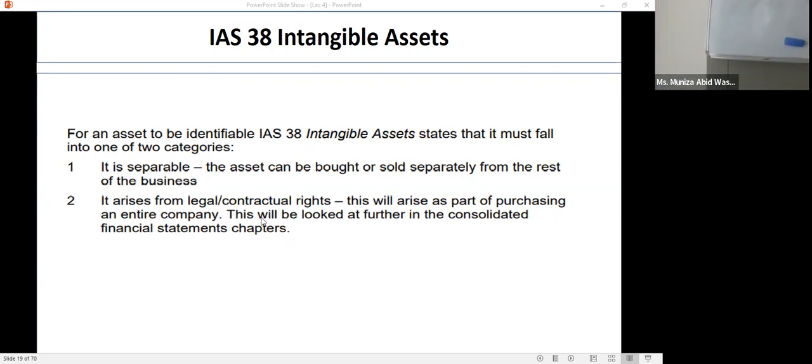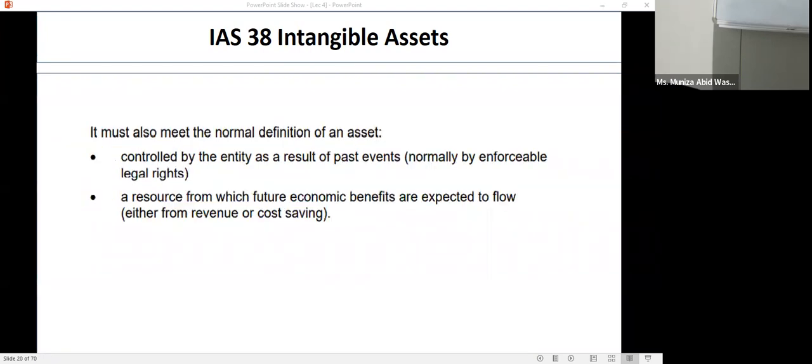So two things are going to make an intangible asset identifiable. One, that it is separable from the other items of the assets in the organization. We are going to certainly distinguish it. And it is going to arise from any kind of legal or contractual rights. It must also meet the normal definition of an asset. For any kind of intangible asset, it's necessary that first it is meeting the definition of an asset. Any kind of intangible asset cannot be an intangible asset if it is not meeting the definition of an asset.